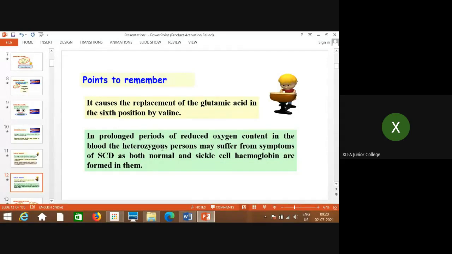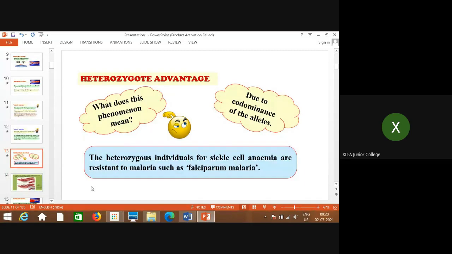In prolonged periods of reduced oxygen content in the blood, the heterozygous person may suffer from symptoms of this SCD, sickle cell disease, as both normal and sickle cell hemoglobin are formed in them. Right? So if it is for a prolonged period, then this normal heterozygous person also may feel such a condition as a sickle cell person. So what does this phenomenon mean? Due to codominance of alleles, it may happen.